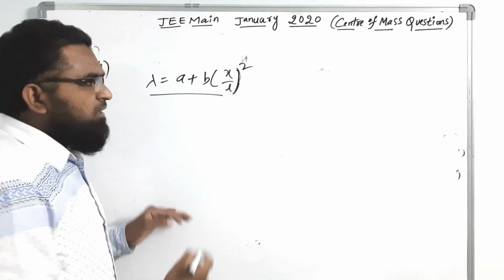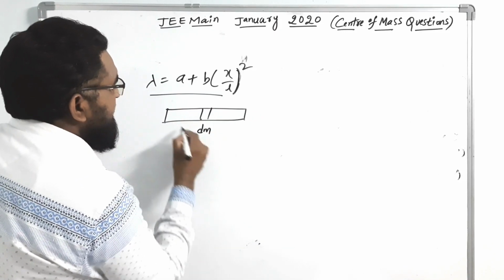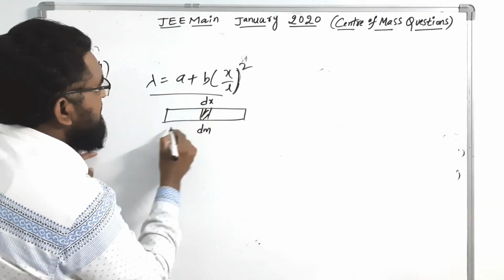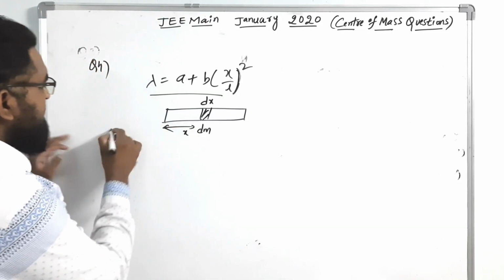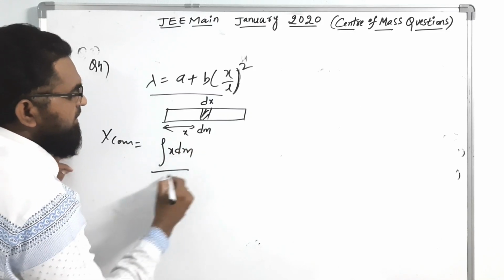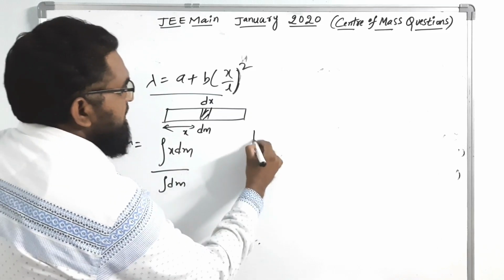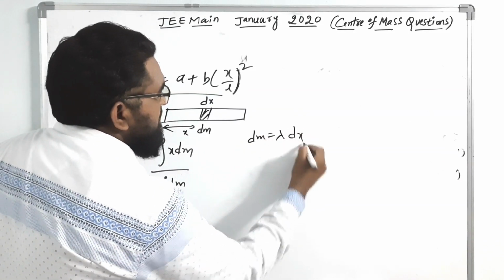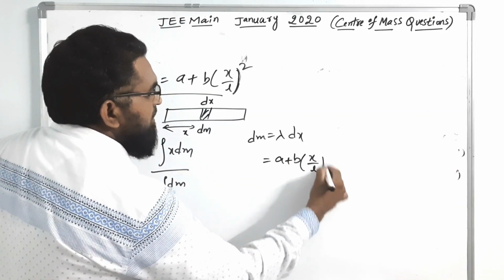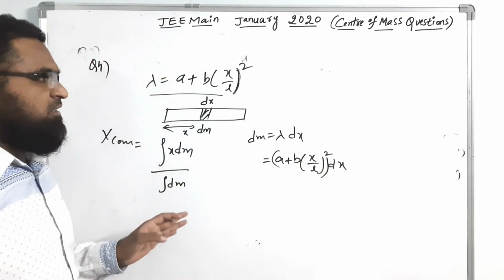Okay, lambda value given. For example, one rod is there. We know here this is the dm, this small part of the mass is dm, and the distance is dx, this is the x distance. We know the center of mass formula for any rigid body: integration x dm by integration dm. So here dm is equal to lambda into dx. Lambda is given, so a plus b into x by L whole square into dx. So we have to substitute in this equation, we will get the answer.